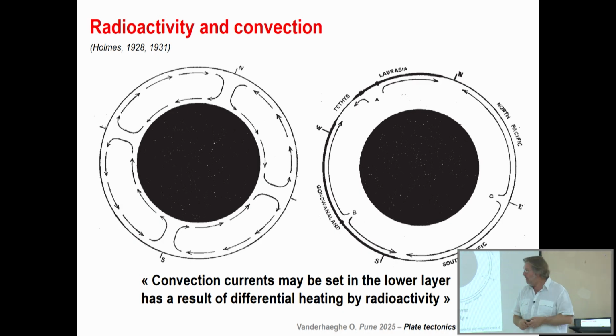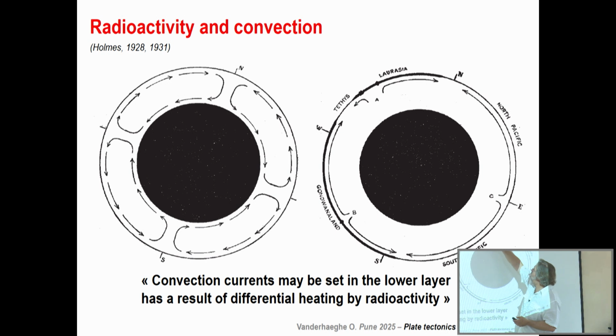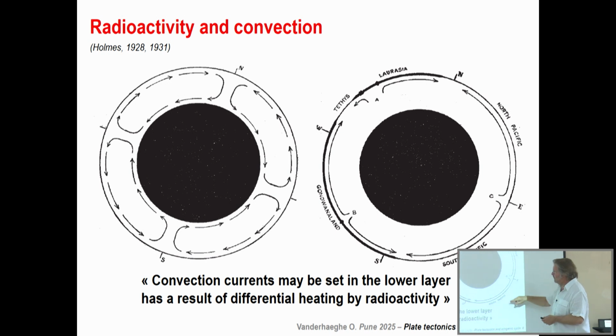motion, convection. Convection currents may be set in the lower layer as a result of differential heating by radioactivity. And this is his representation of upwelling, downwelling, and it represents Gondwanaland, Tethys, Laurasia, North Pacific, South Pacific. Everything is set here for the large-scale picture.